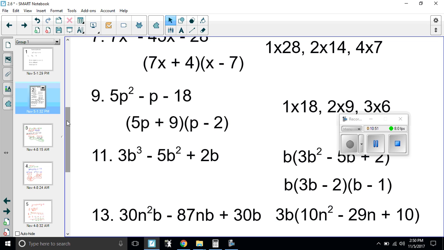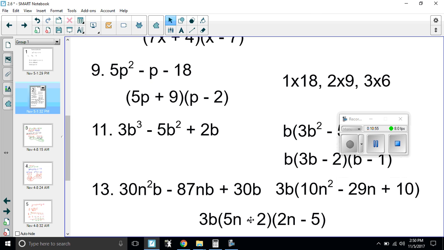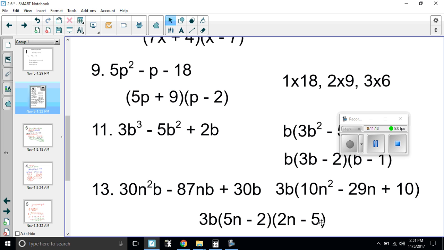So again, how do we get 10n squared? 5n and 2n, and then what are my factors of 10? Well, c is positive and b is negative, so both of my signs are going to be the same, and in this case, they're both going to be negative. And then my factors of 10 are 2 and 5 or 1 and 10. And when I check my OI, 5n times negative 5 is negative 25, plus negative 2 times 2 is negative 4. Negative 25 plus negative 4 is negative 29. So here is the factored expression for 13.